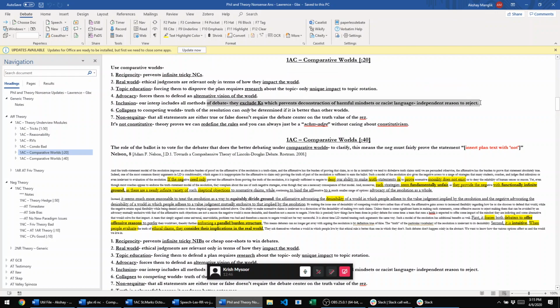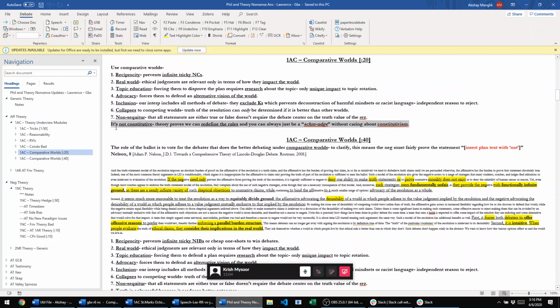Inclusion, again, this is a link turn to the argument we talked about above. This collapse argument is kind of silly. Yeah, this seventh point is really just the argument we were saying as a response to their bindingness argument.